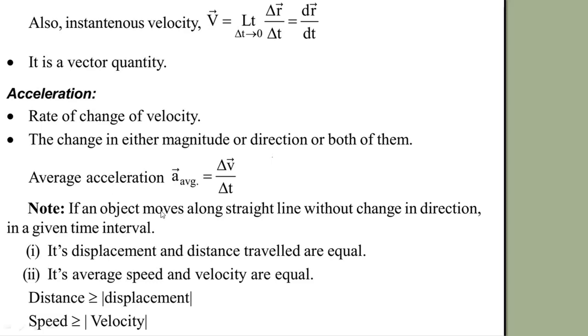So note: if a body or object moves along a straight line without change in direction in a given interval of time, its displacement and distance traveled are equal. Its average speed and velocity are equal. So distance is greater than or equal to displacement. Speed is greater than or equal to velocity. This is the most important point to note.